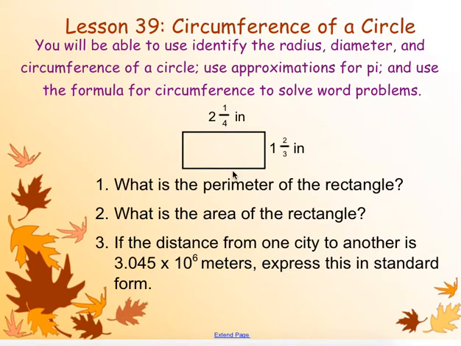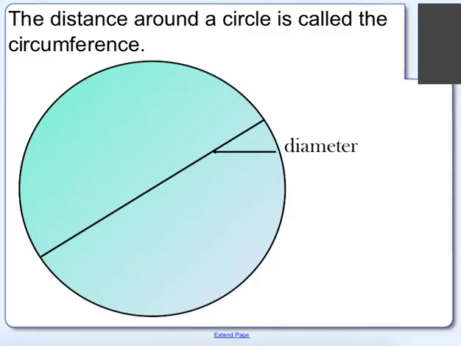Course 3, Lesson 39, we are looking at the circumference of a circle, and then with Lesson 40, we will look at the area of a circle. So there are different parts of our circle, right? And if we're talking about the perimeter around a circle, that is called the circumference.